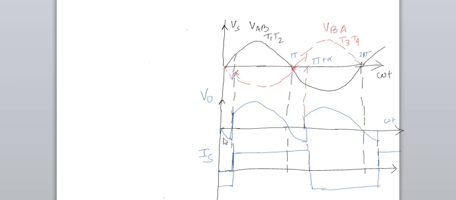I haven't drawn the load current because I am focusing on the source side right now, not the load side. So this is my V naught, and this is my IS, the supply current.